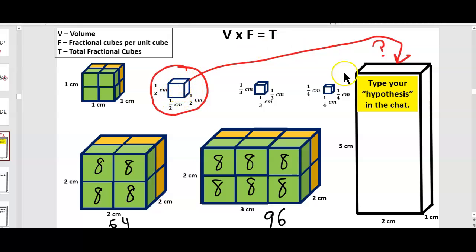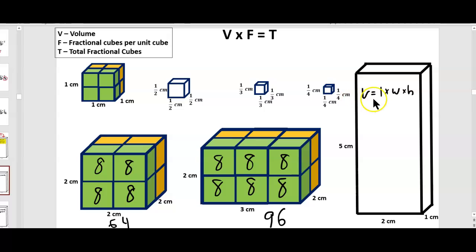How many of these will fit into this container, this rectangular prism that has dimensions of 5, 2, and 1: 5 centimeters, 2 centimeters, 1 centimeter. What do you think? How many will fit in there? Quite a bit, it looks like. Let's keep going and find out. Let's do the math, shall we?